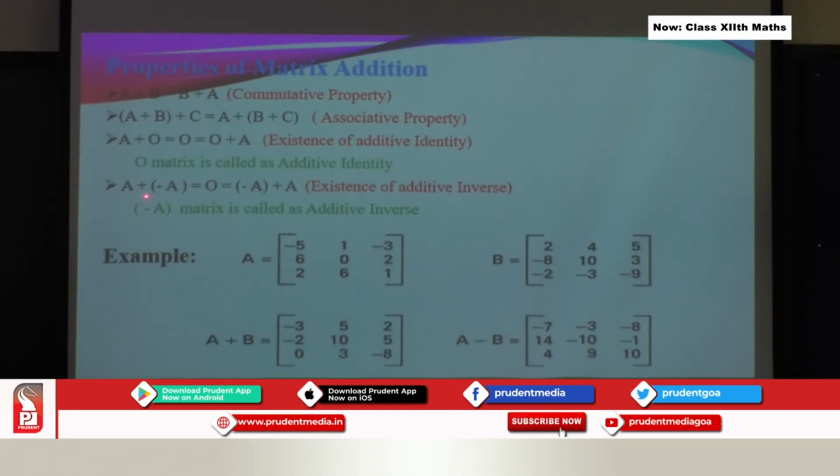We proceed further. Now here see, when you add A with the negative of the same matrix, what do you get? The answer is the zero matrix or a null matrix. In a similar way, if you interchange their places also, you will get the zero matrix as your output, and this is called the existence of additive inverse. Okay, and over here minus A or negative of A is called the additive inverse.